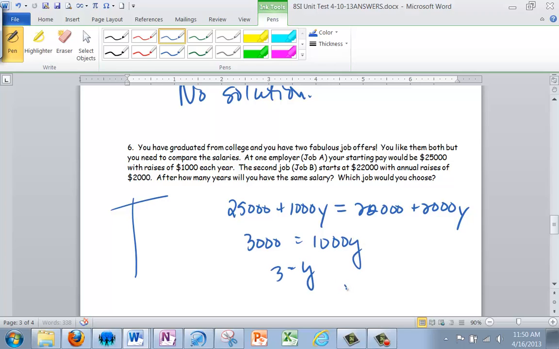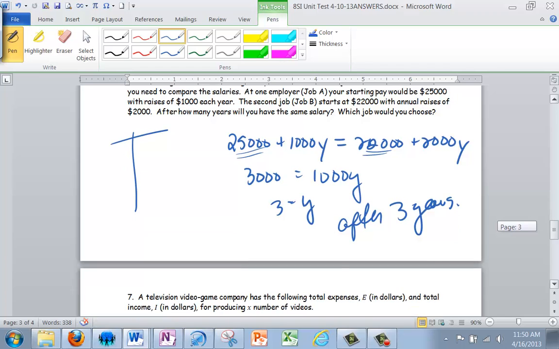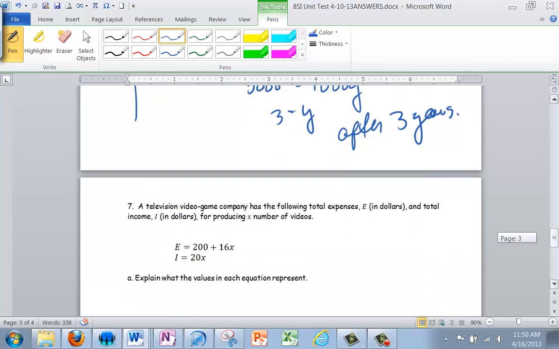So after 3 years. Now the interesting thing was some of you said the 4 years, which is true. If you think about the 25,000 and 22,000 as being the first year, then it would be 3 years after that, which would be in the 4th year. So I looked very carefully at your work and gave full credit for any of those, so worry not about that issue.